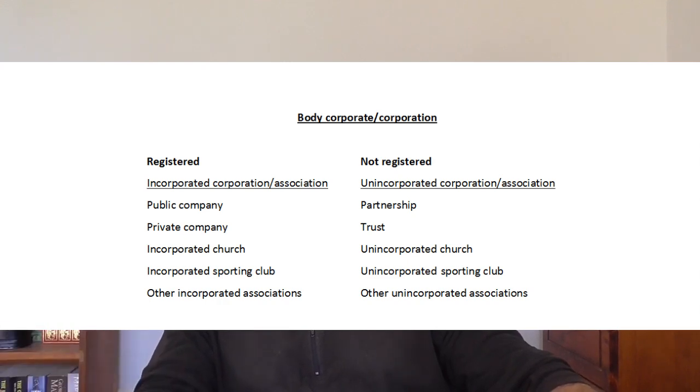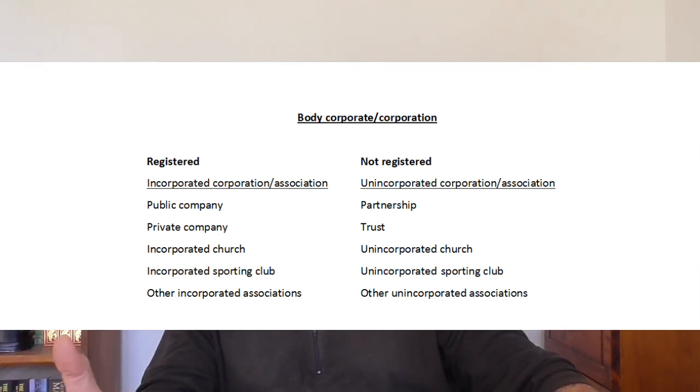So the heading at the top is Body Corporate Corporation, and I've split it into two classes, registered and not registered. The registered can also be termed incorporated corporations or associations, and the not registered, unincorporated corporations or associations. So in the incorporated, you get your public companies and your private companies. Also, you can get churches, sporting clubs, those sort of things. Anyone that goes to the government and says we want to officially incorporate is registered and thereby incorporated.